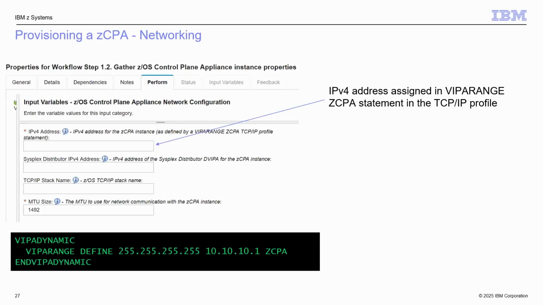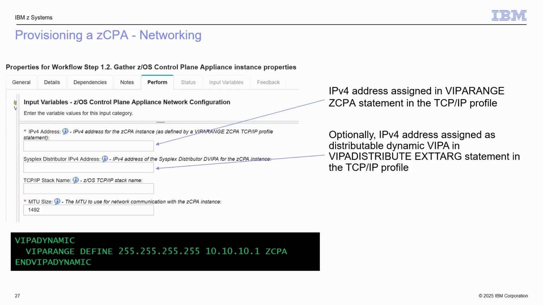There is some networking setup as well here. This is within the step 1 gather step that we just went over. We need to put an IPv4 address here that is assigned to the ZCPA. Similar to the zcontainer setup, this is defined in our TCP/IP profile using a VIPARANGE DEFINE ZCPA statement. Notice though, this VIPARANGE statement has a mask of one IP address. So we are defining a VIPA here of a singular IP, in this case 10.10.10.1. You'll need to define one of these VIPARANGEs for every single ZCPA that you create.